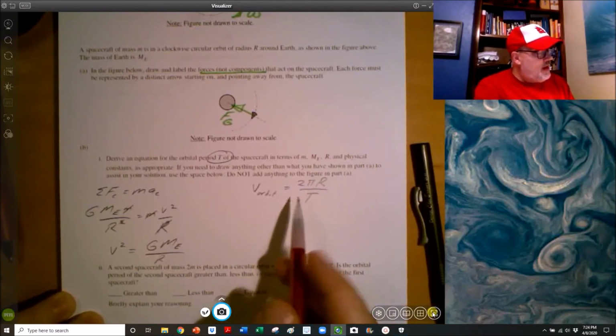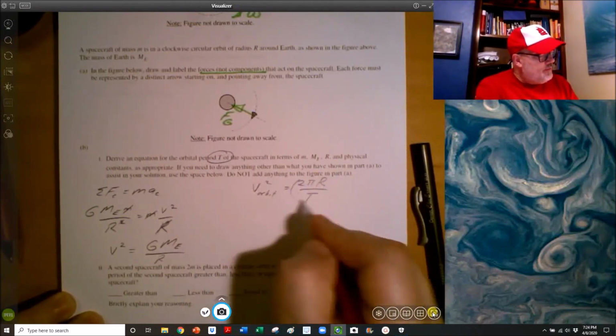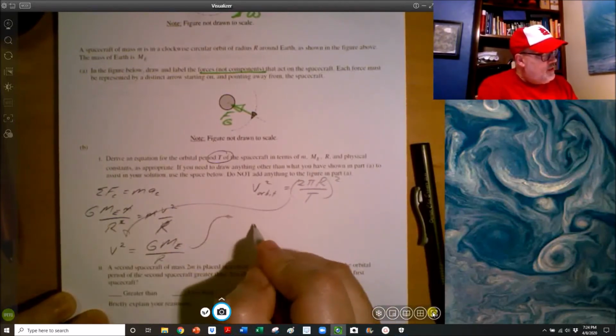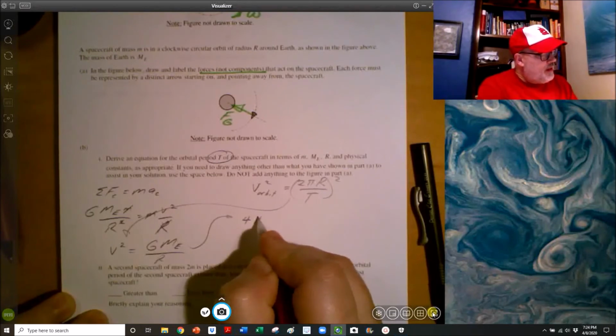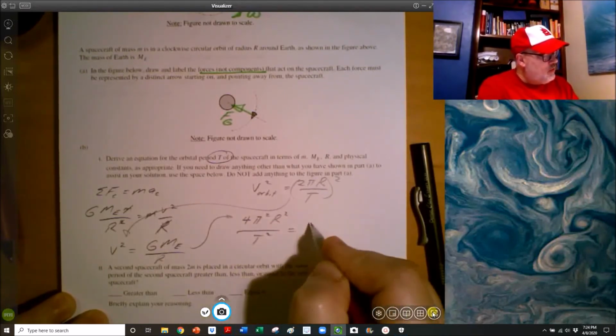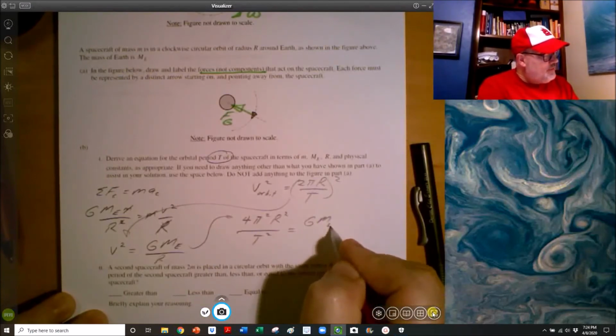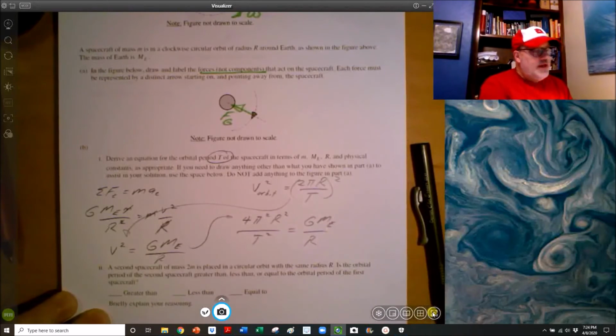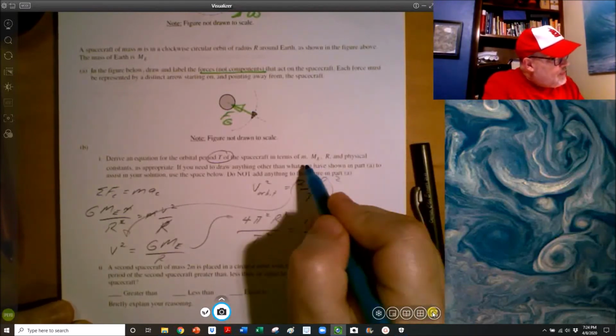So if I square this thing, I can substitute that in here, and what I will get will be 4 pi squared r squared over t squared equals G, mass of the Earth, over the radius. Okay, so now let's check to make sure that we have the variables they want. We always need to check that. So it says that our answer needs to be in terms of m.